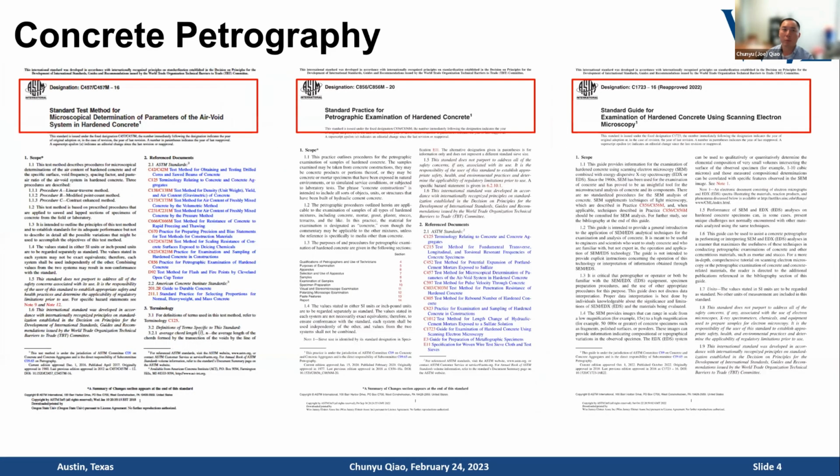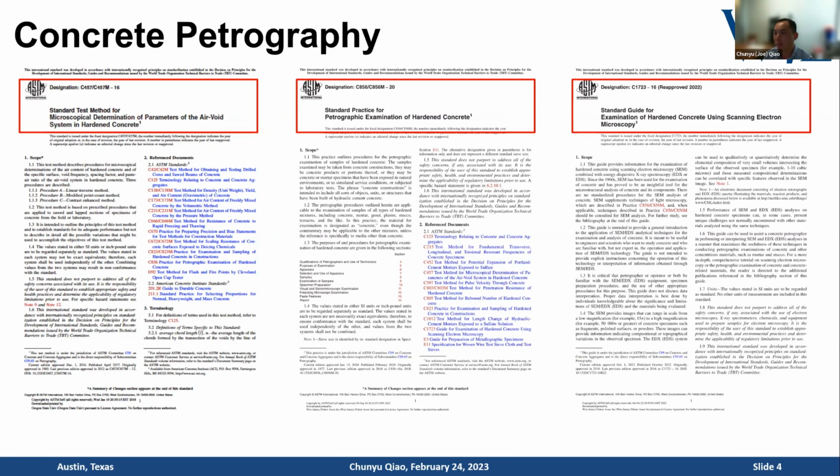So what are our weapons and tools when we perform petrographic examination in the lab? We have 3 major ASTM standards to follow these days. The major one, the one in the middle, is ASTM C856. This is the standard practice for petrographic examination of hardened concrete.